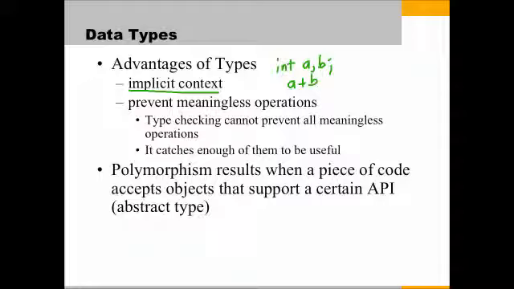A second important advantage of types is that they prevent us from performing meaningless operations. For example, we would probably think of trying to add a string to an integer as a meaningless operation. We'd hope that the compiler would catch this mistake and give us an error message. Now, type checking can't prevent all meaningless operations, but it typically can catch enough of them to be useful.